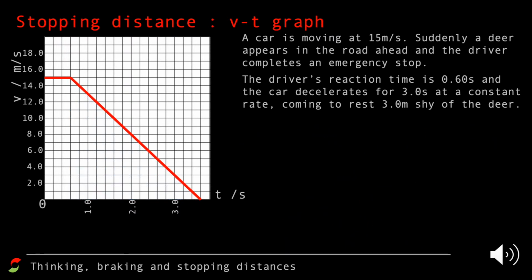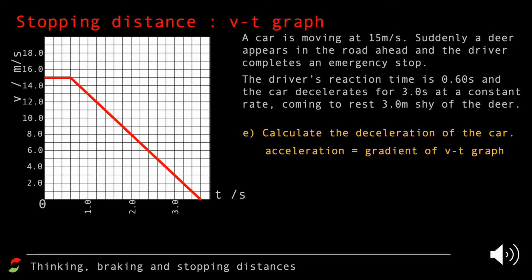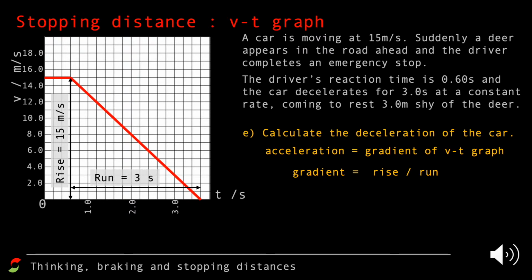So that was a slightly synoptic question. Now we're going to calculate the deceleration of the car. So if we think back to other episodes here, we know that acceleration from a velocity time graph is going to be the gradient, and that the gradient is rise over run. And if we look up here, that's the rise: 15 meters per second, or technically it's minus 15 meters per second because it goes from 15 to 0. And it does that in 3 seconds. So the run is 3 seconds.